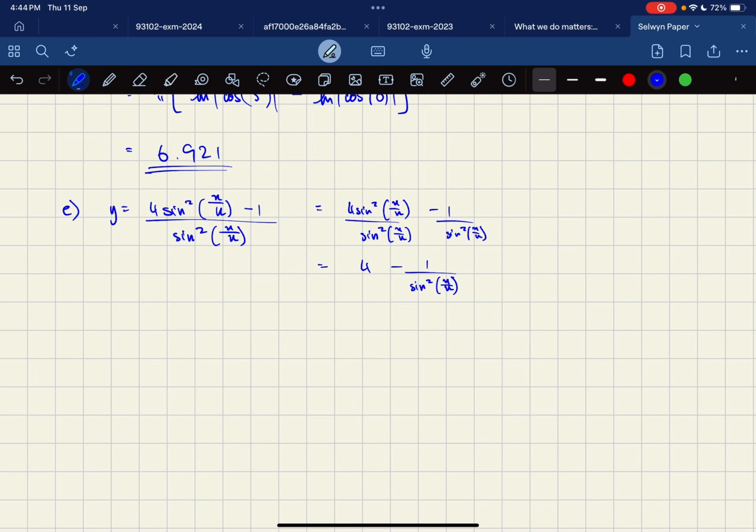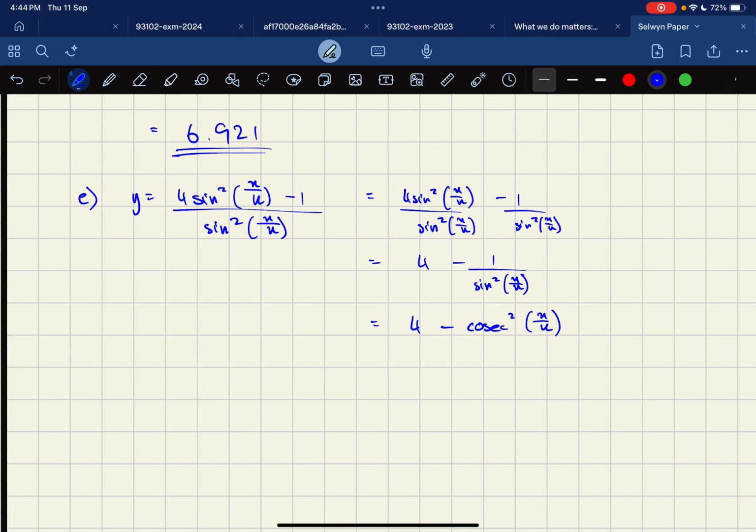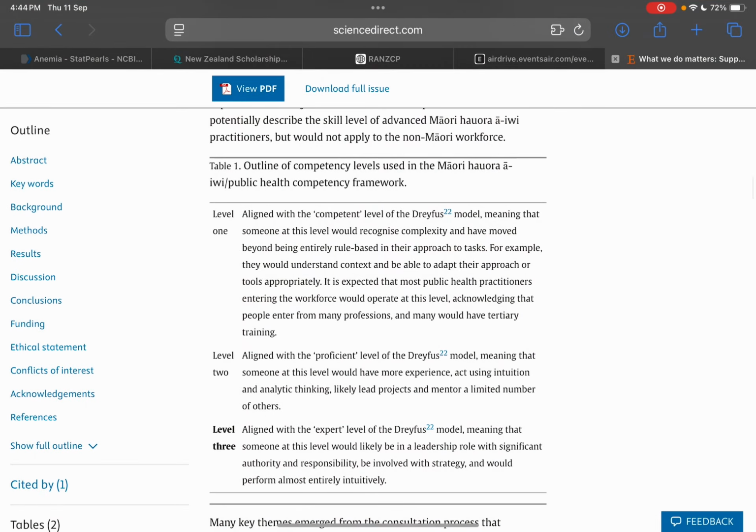I guess I could write that as 4 minus, well, 1 over sine is cosecant, so I can write this as negative cosecant squared of x over k. But the question is, is there an identity or a derivative here of cosecant squared? And for that, I'll need to search up the formula sheet.